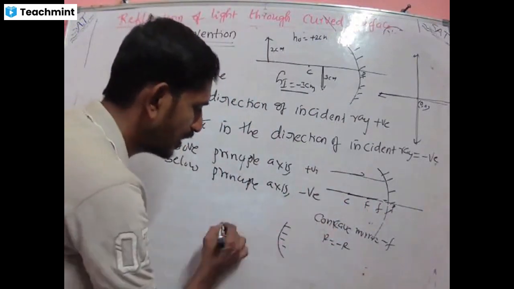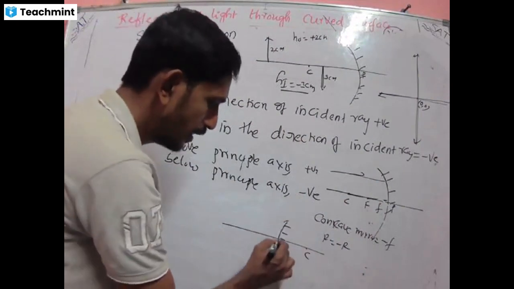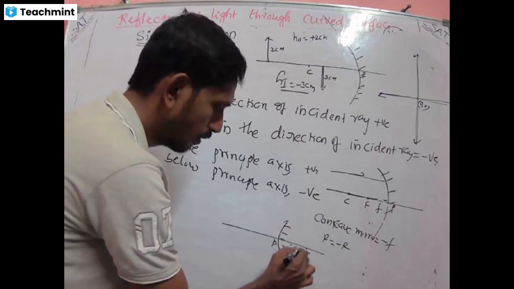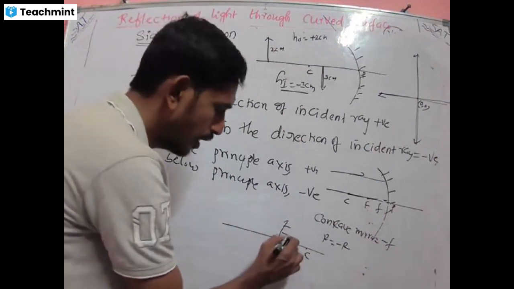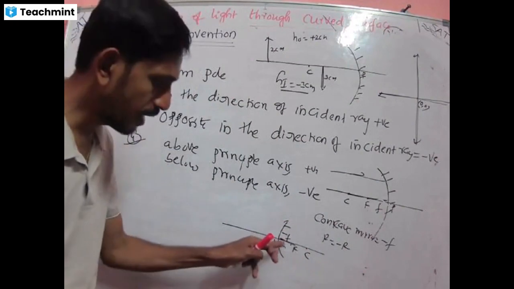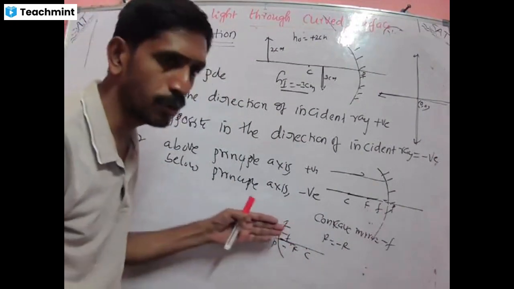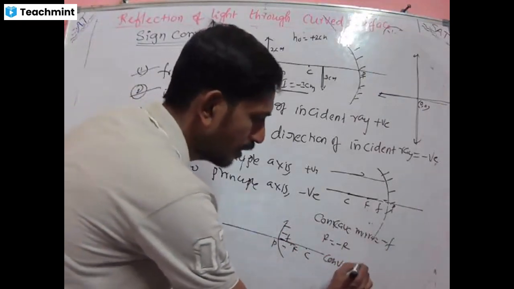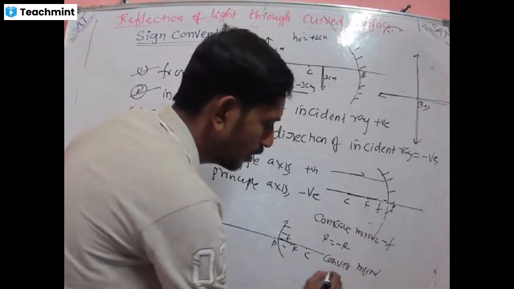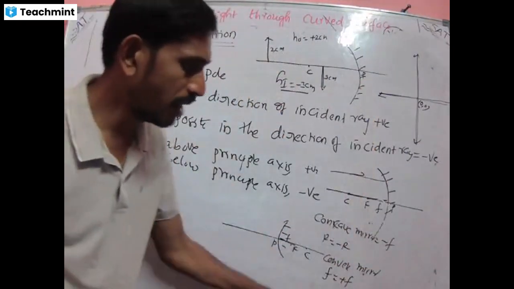What about the convex mirror? The center of curvature is on this side here. This is the pole and this is the focus. The distance between the focus and pole is the focal length. In this case, we are measuring the distance from the pole to the focus, and the incident ray is also going in this direction, both in the same direction. So the focal length of a convex mirror is always positive. You should remember it, it's very, very important.